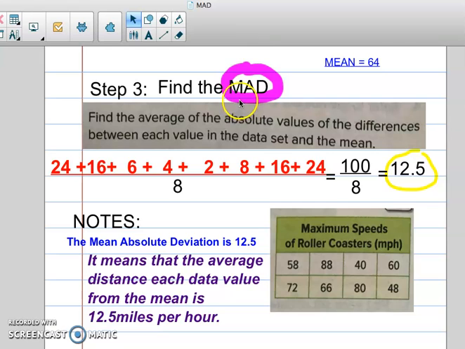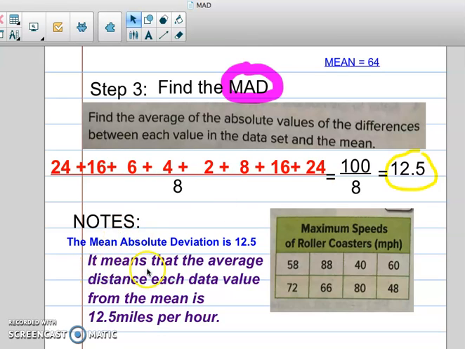Step 3, now we find the mean absolute deviation, or the MEAD. So we find the average of those differences, right? These are all the differences that we have subtracted, and then we divide by 8 because that is the number of items here. We add them all and it becomes 100, divided by 8 is 12.5. 12.5 is the mean absolute deviation.